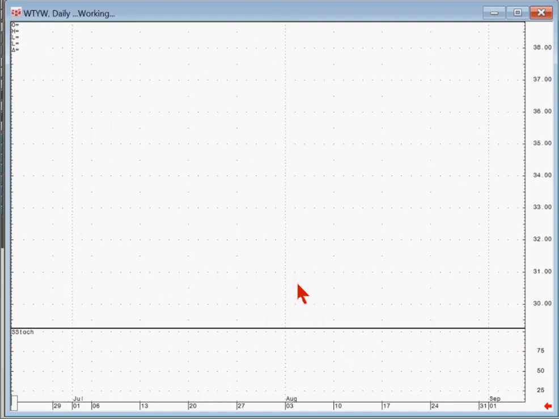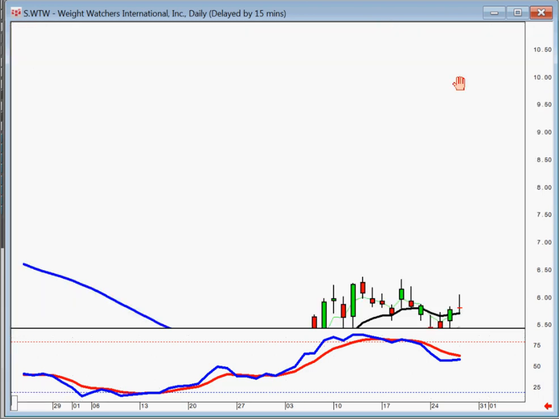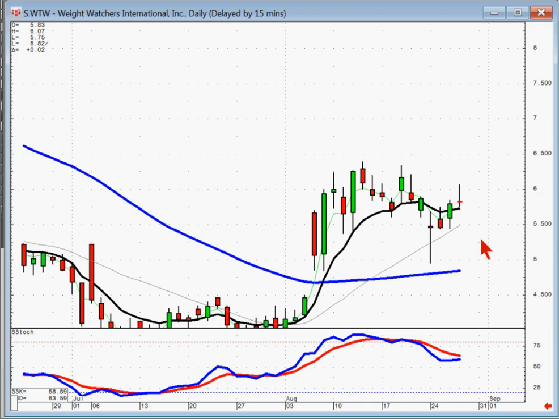Weight Watchers. Let's make this big enough where we can see it. Weight Watchers, you can get ready to buy. If this opens positive, you have a potential of a Dogee sandwich, which gets you right up to this resistance level. So you can be buying this one. Just make sure it gets through that resistance level.